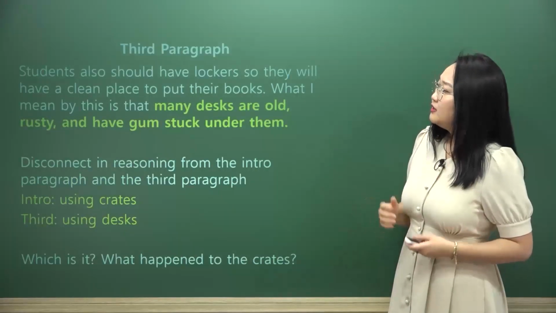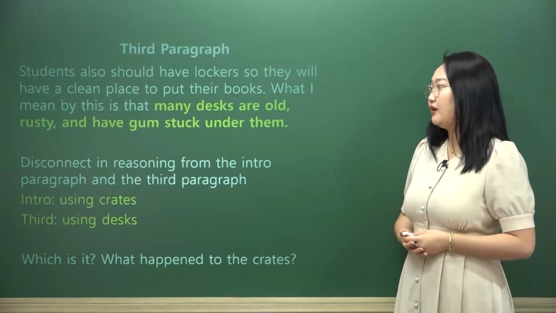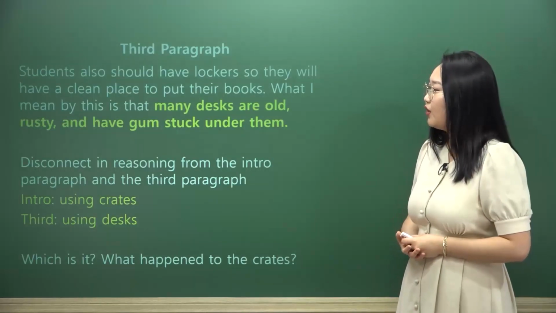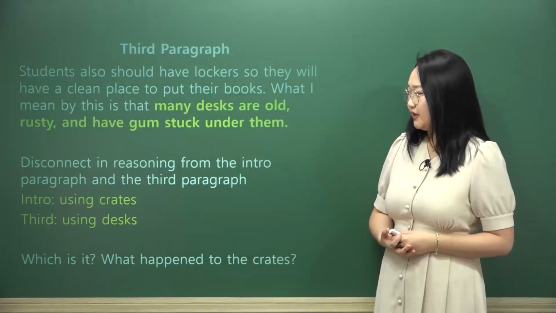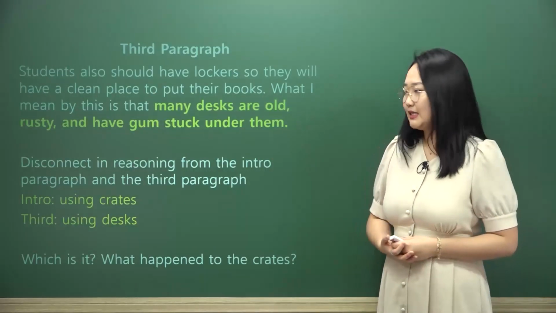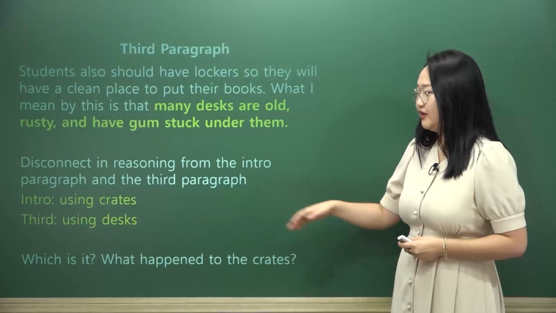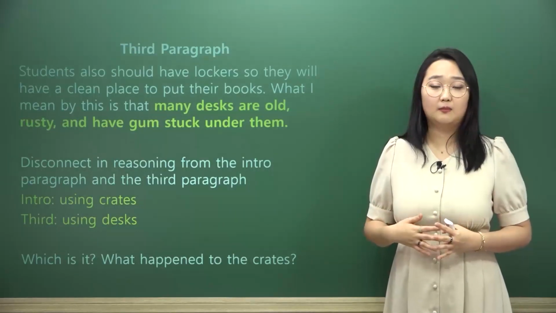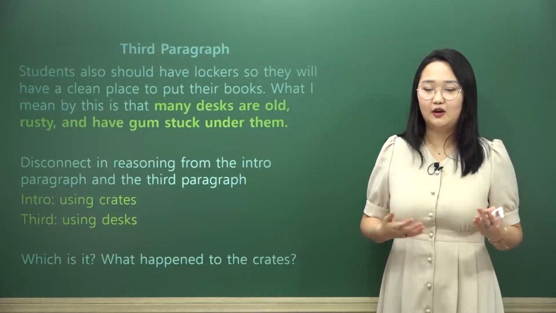Third paragraph. Students should also have lockers so they will have a clean place to put their books. What I mean by this is that many desks are old, rusty, and have gum stuck under them. Suddenly, there's a little bit of a disconnect in reasoning from the intro paragraph and the third paragraph. And what I mean by that is, we've up until now been talking about crates. The hook included a crate. However, suddenly we're talking about desks.